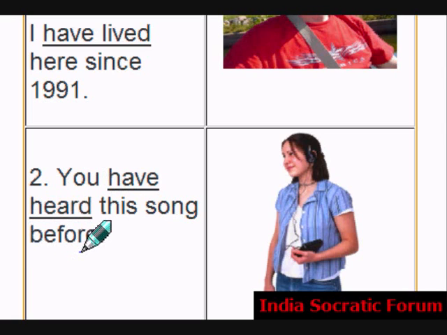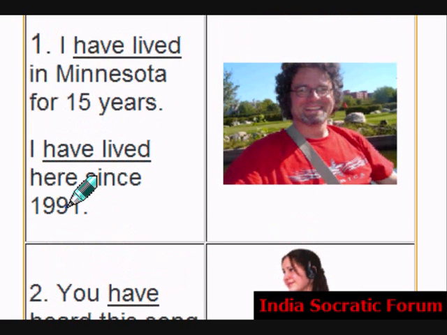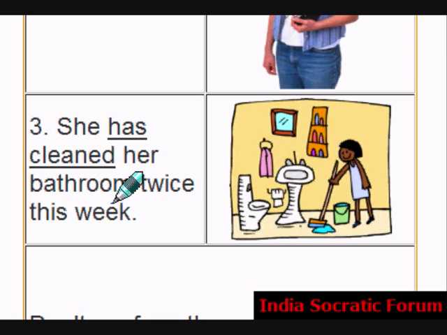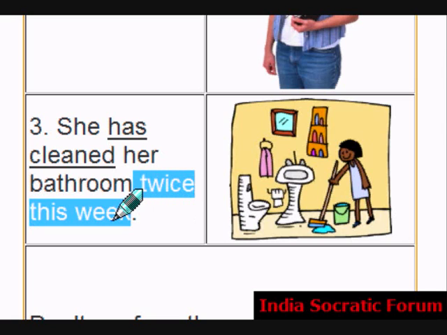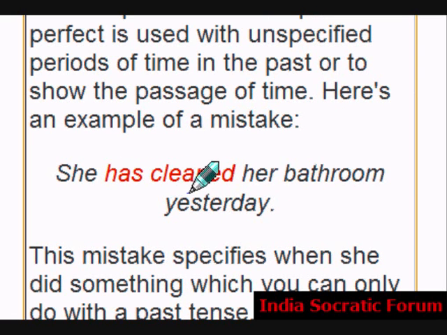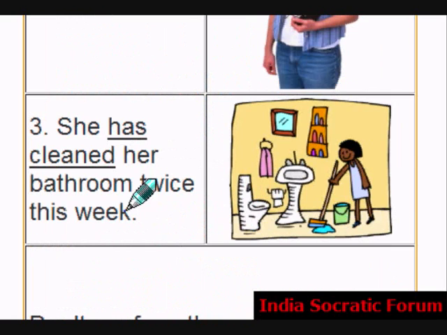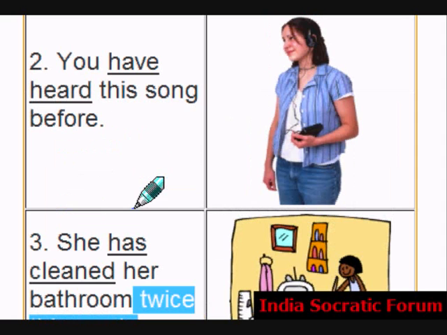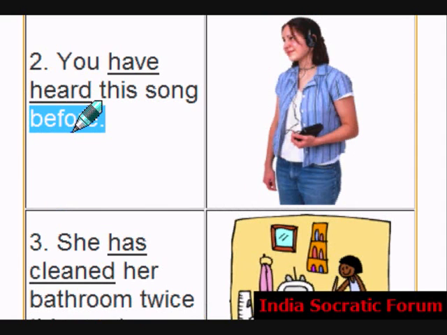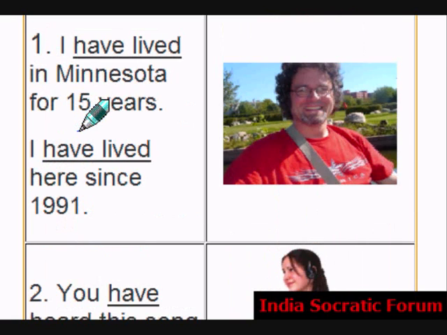Instead of saying yesterday, you have heard this song. Yesterday means it's different. Okay, here in this we have since. There is no specific period. Okay, yesterday, today, that means they are past tense or present tense, right? She has cleaned their bathroom twice this week. Okay, they are not talking about she has cleaned their bathroom yesterday. Okay, that is what has been mentioned here. Okay, when you say yesterday, it is about past tense. When you say twice this week, it is about some passage of time. Before, unspecified time. Okay, remember this trick.